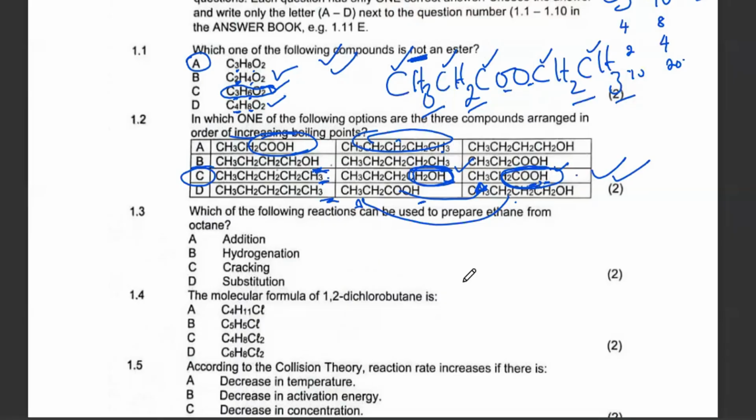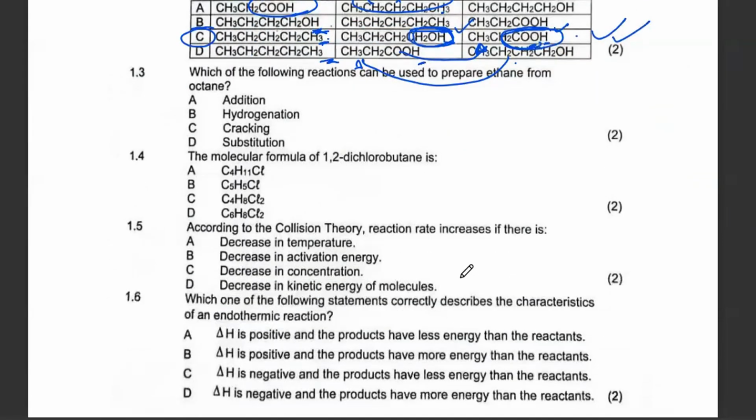Which one of the following reactions can be used to prepare ethane from octane? Since it's an alkane, we have to break it down into smaller pieces, so automatically it becomes cracking.